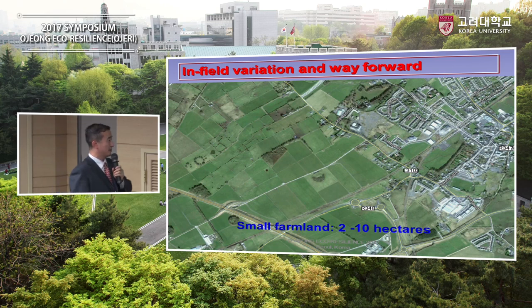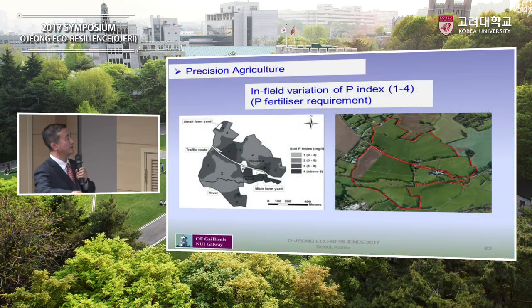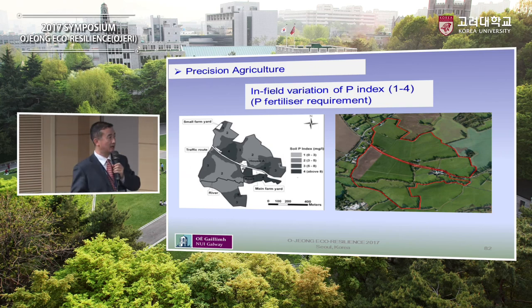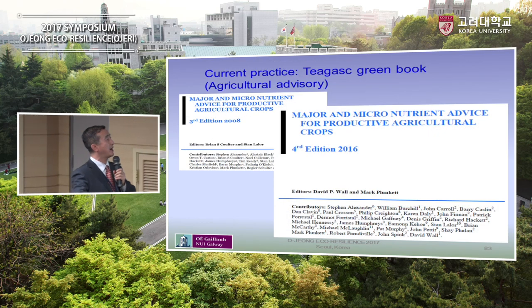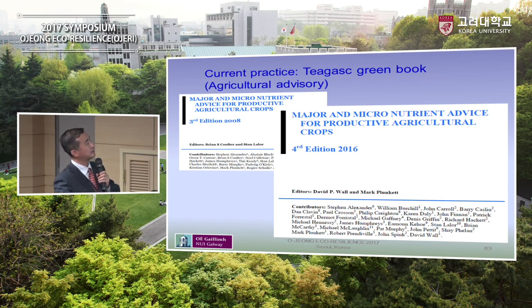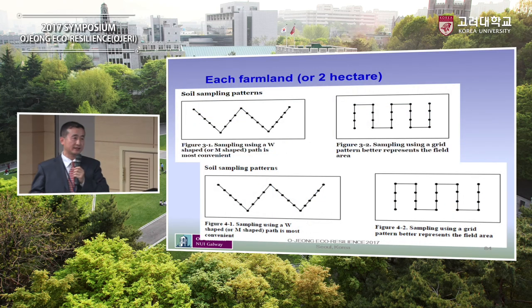Okay, the second one I want to talk about is a very interesting one. That's a commercial company currently operating in Galway. We looked at the infield variation of nutrient demand. Even within one land, we see different levels of demand for nutrients. But in Ireland, currently, we have this Green Bible from the Department of Agriculture. Farmers have to follow this recommendation to apply their fertilizer.